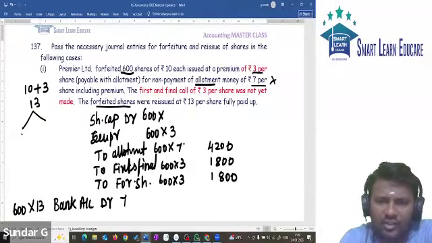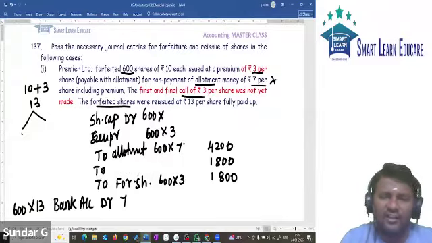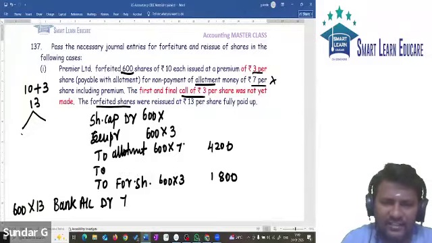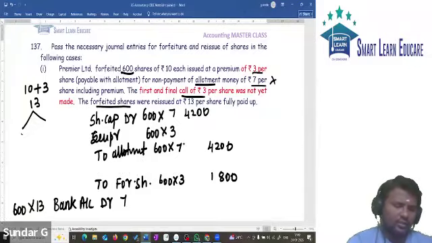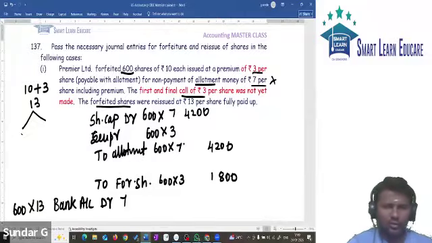It was not yet made. I thought that is also not received. It was not yet made. If first and final call was made, then we should cancel it. Here first and final call is not made. So 600 shares, total face value is 10 rupees, of which 3 rupees is not called. So 7 rupees. 600 into 7 will give you 4,200.